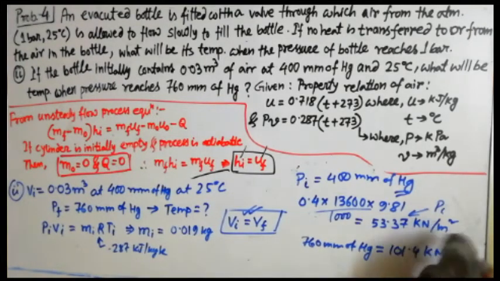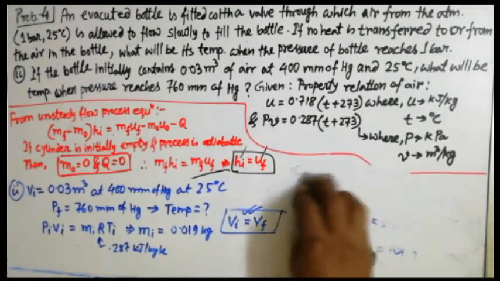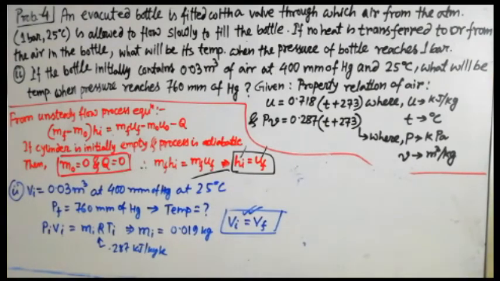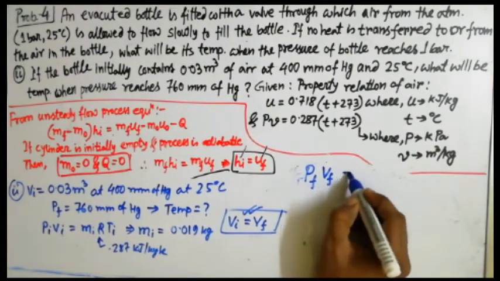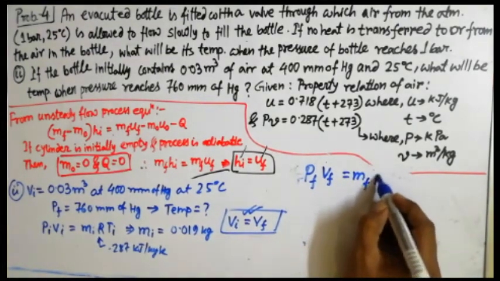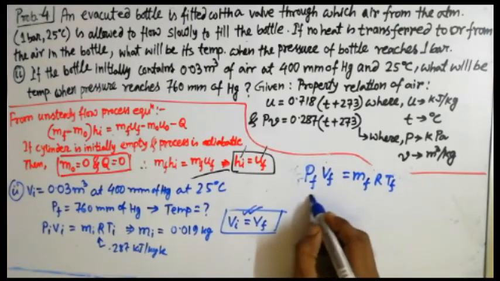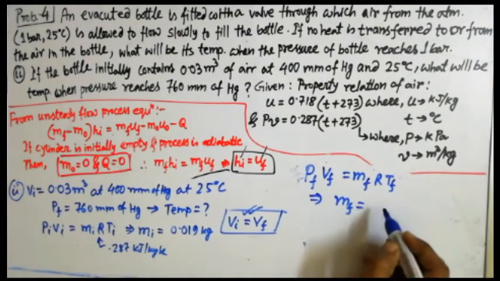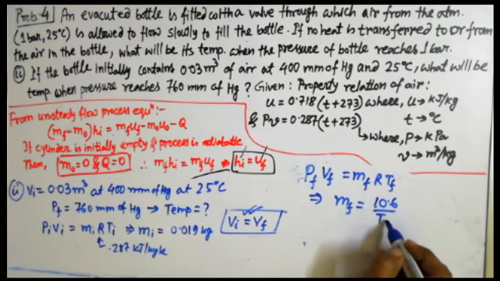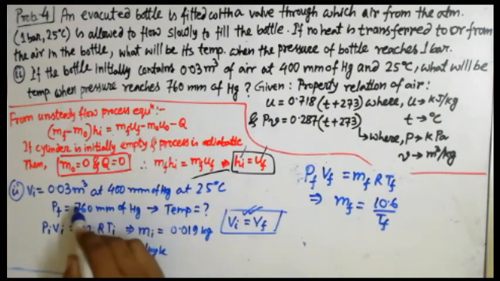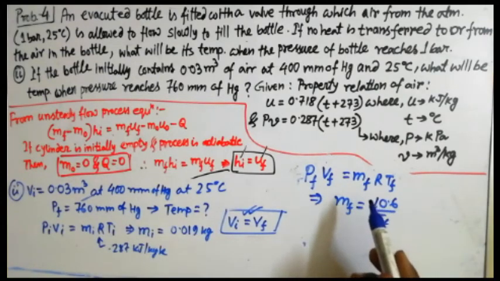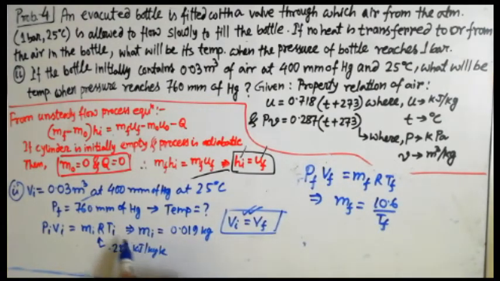Okay, now if we consider that Vi and Vf remain constant, then again use that same equation for the final stage also. Pf Vf equals Mf R into Tf. From there you can find that Mf is nothing but 10.6 by Tf, because Tf is the temperature at the final state, which we have to find out. The rest of the things are known to us: pressure is 760 mm of Hg, R is also known, and Vf will remain the same, 0.03. So Mf will be that thing.